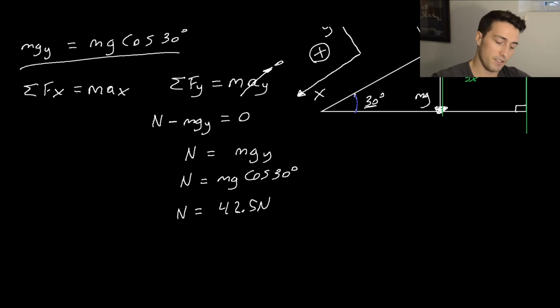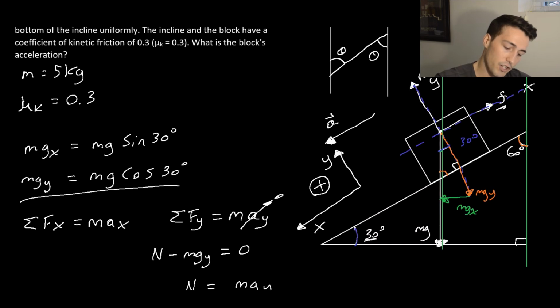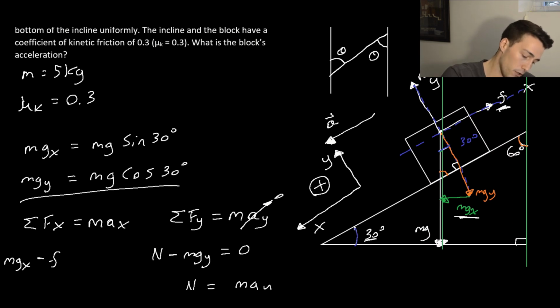Now we can use some of the forces in the x direction. And in this situation, what do we have in the x direction? Well, we have this mgx. We also have this frictional force. And that seems to be it. So we're going to say our mgx, because that's what's defined as positive, minus our frictional force, which makes sense because it's resisting the motion.